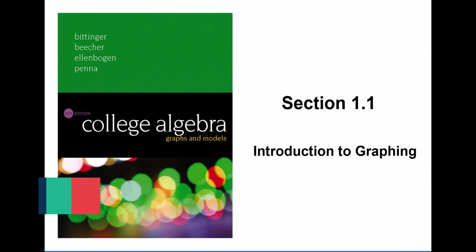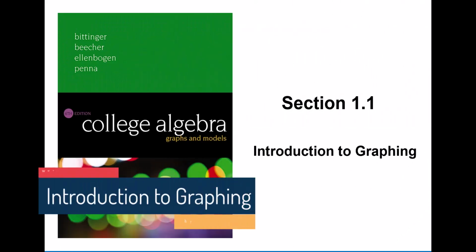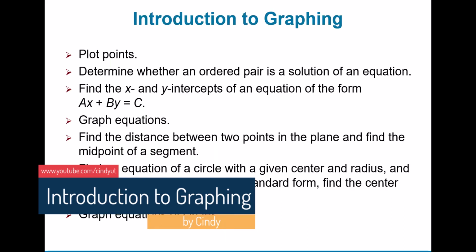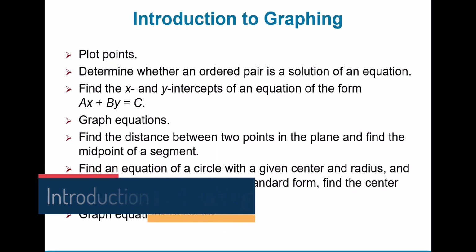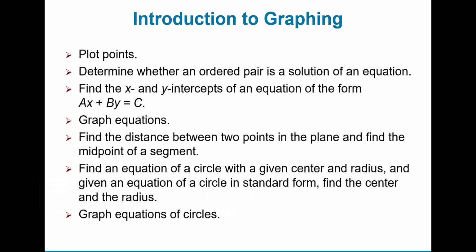Okay, let's start out with section 1 in chapter 1, an introduction to graphing. So we're going to go through how to plot points, how to figure out if an ordered pair, aka a point, is a solution to an equation. We're going to find intercepts on a graph so we can then graph equations. Use the distance formula, which you will see in turn will go into circles.